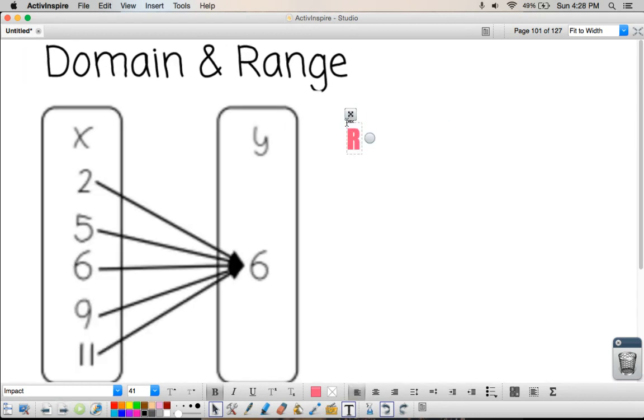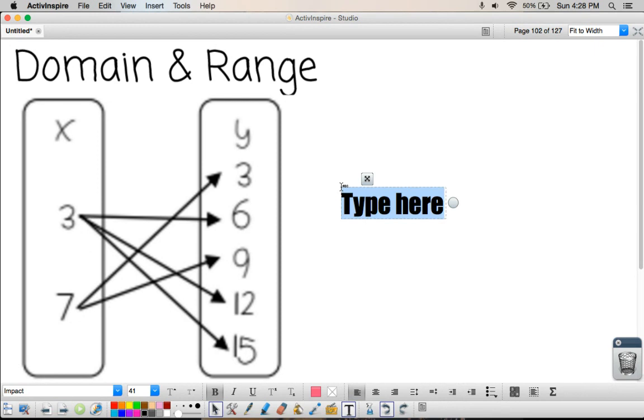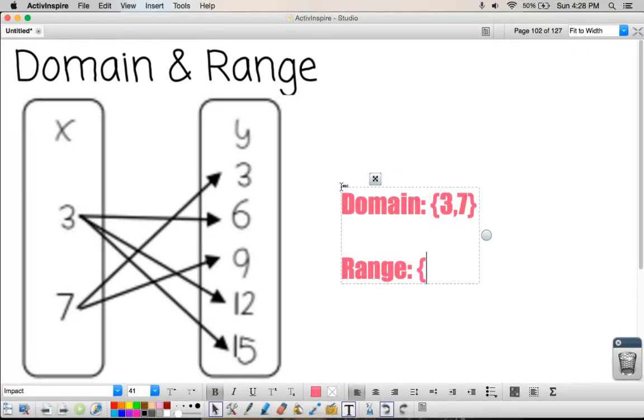So in this one, my domain is 2, 5, 6, 9, 11. And my range is just 6. Here, my domain is 3 and 7. My range is 3, 6, 9, 12, and 15.